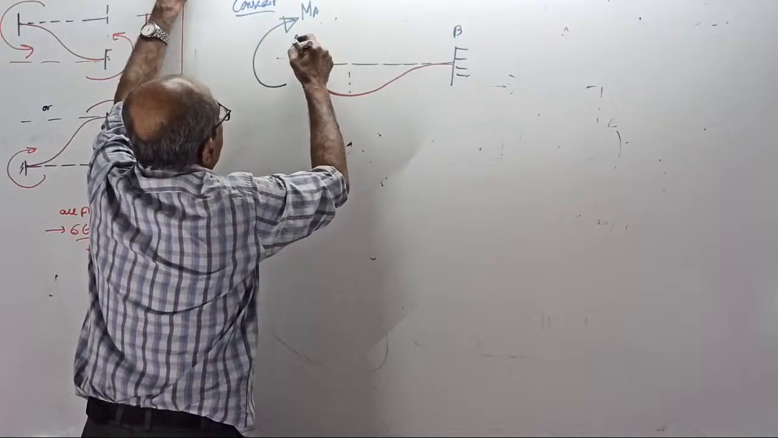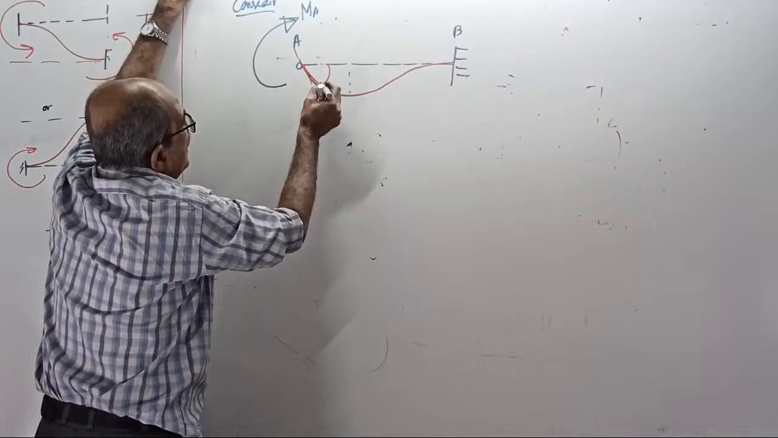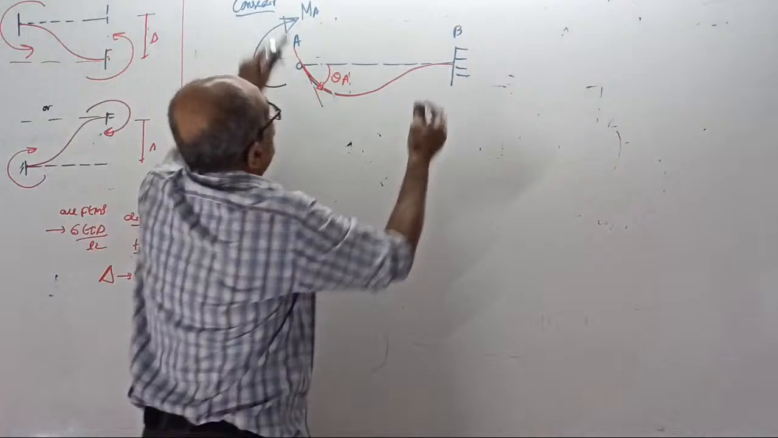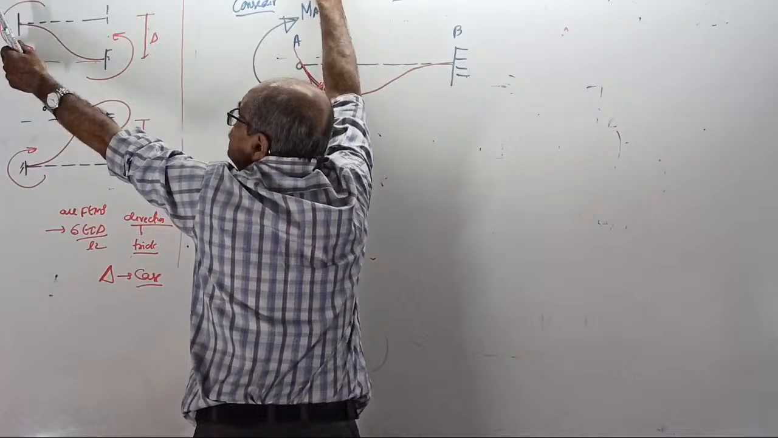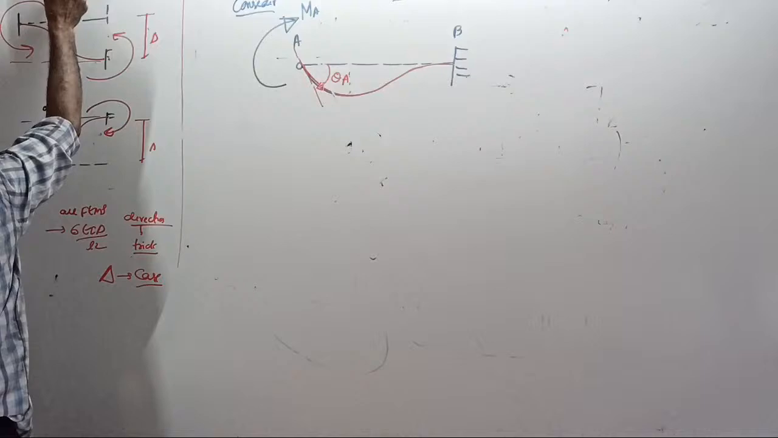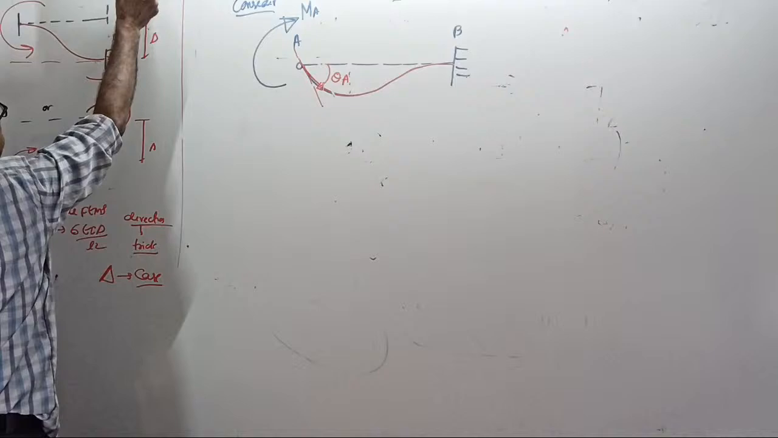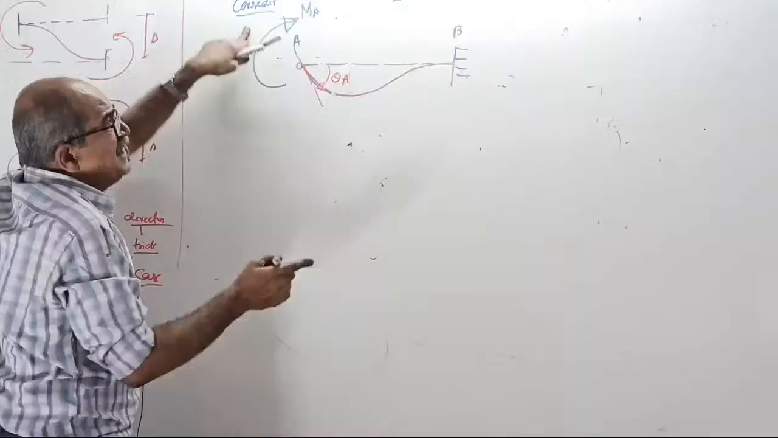Now, if I draw a tangent here, then this is your theta A. This is called rotation of support. That is called normal displacement of support. Here, this is called rotation of support, left-hand theta A.